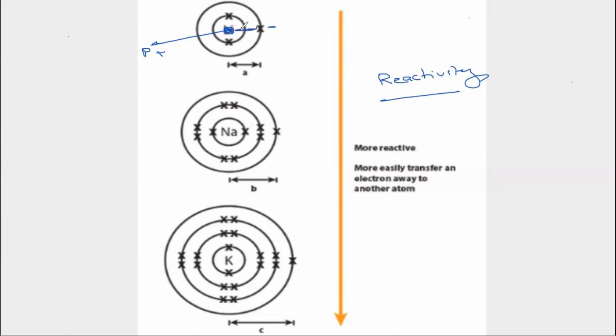So you can see the distance between the nucleus and the last shell of lithium is less, so the attraction will be more. So lithium will lose the electron, but it will need more energy to lose the electron.